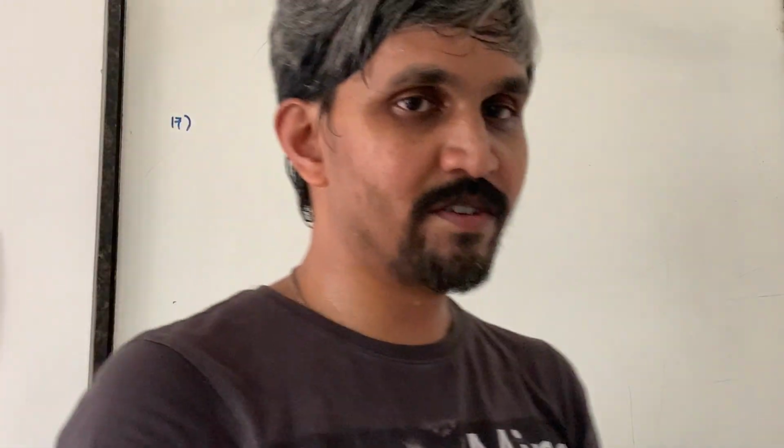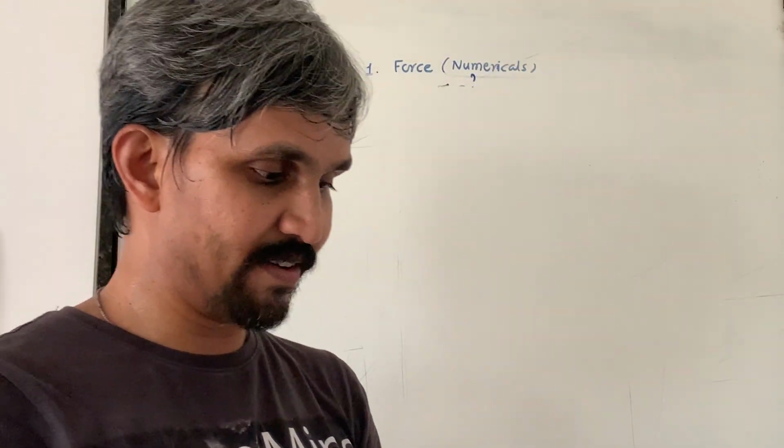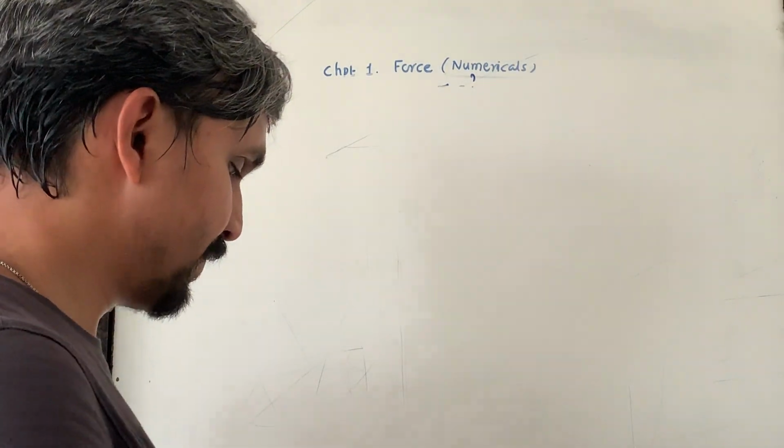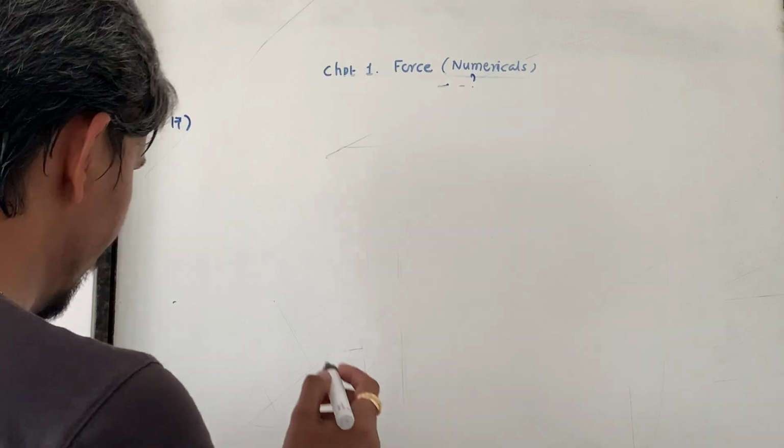Hi friends, today we'll start with the remaining two numericals, that is 17 and 18 of fourth chapter. Check the 17th sum: a uniform meter rule of mass 100 gram.